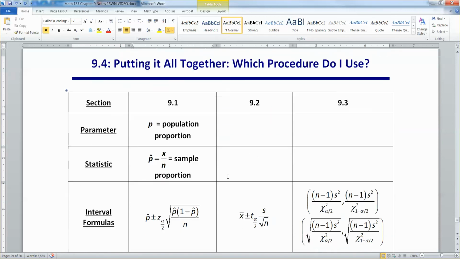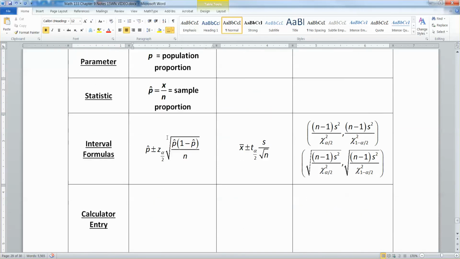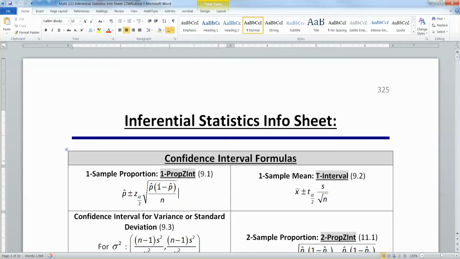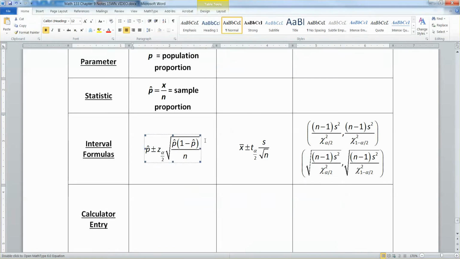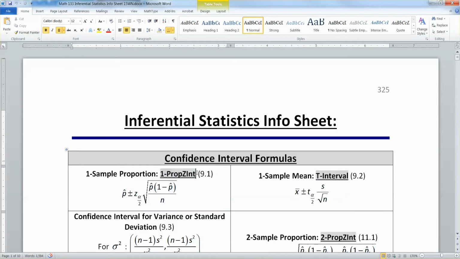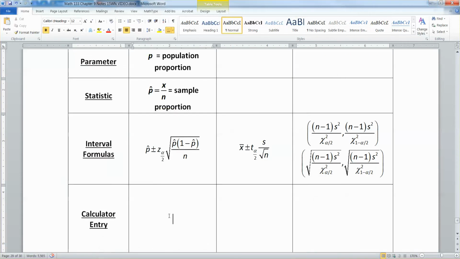Now, the formula for that is right here. But remember, you don't have to memorize this formula because it's right on your inferential statistics sheet. I pulled that up right here. So it's the one sample proportion, so that's p hat plus or minus z alpha over 2, big square root of p hat times 1 minus p hat over n. And you can see right on the inferential statistics packet, I'm telling you what calculator entry you'd use, which is letter A, it's 1-PropZInt.